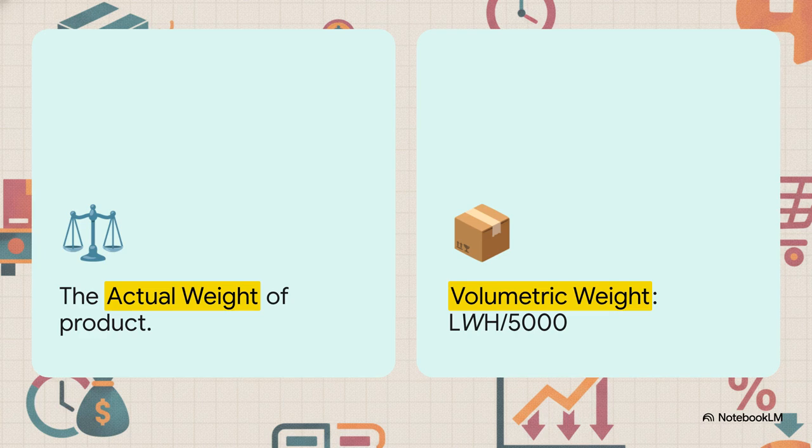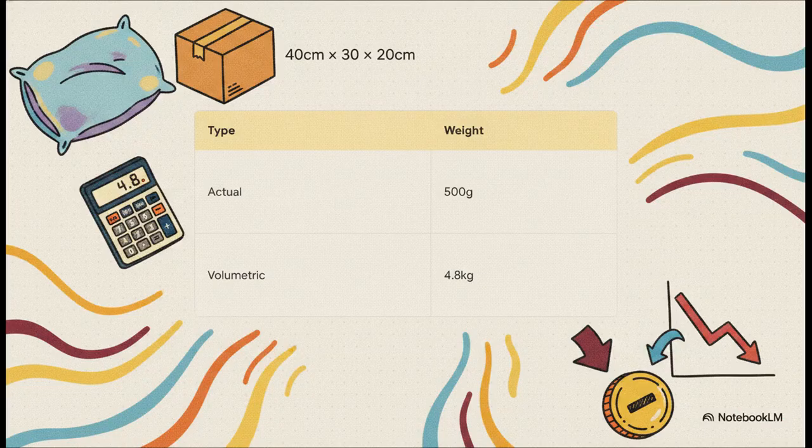Volumetric weight is calculated using a very specific formula. You take the length, multiply it by the width, and then by the height of your package in centimeters, and divide that whole number by 5,000. Amazon takes your actual weight, compares it against your volumetric weight, and they will always bill you based on whichever number is higher. And this brilliantly illustrates exactly where sellers often lose a massive chunk of their profit margin.